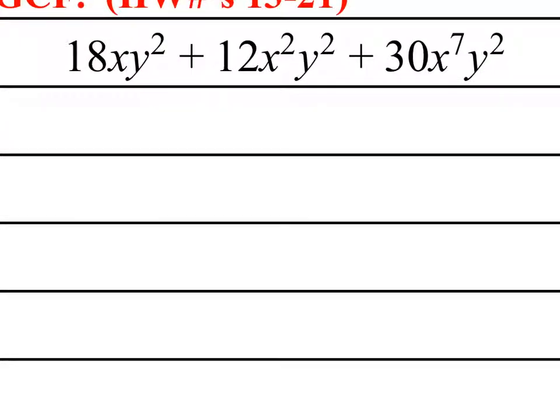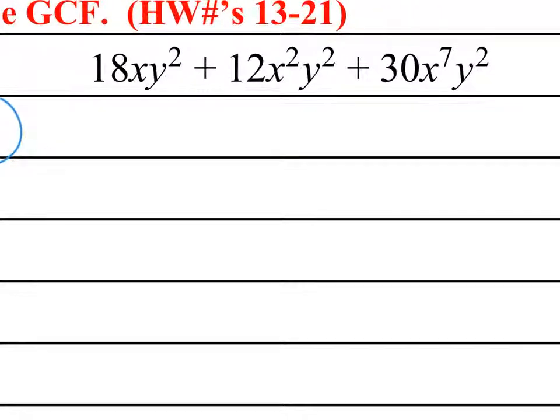Okay, look at your numbers, 18, 12, and 30. Tell your partner, please, what's the highest number? I heard 6. We agree? Okay, now look at your x's. You have x, x squared, and x to the 7th. What's the highest amount of x's you can take out? 1.